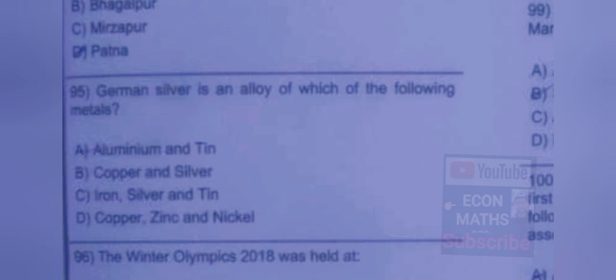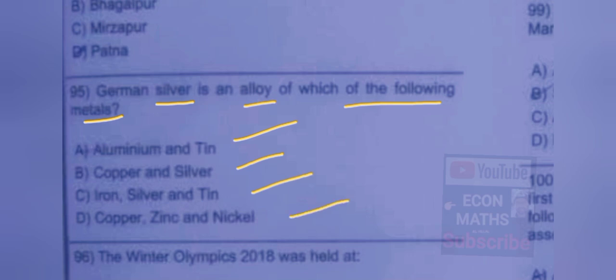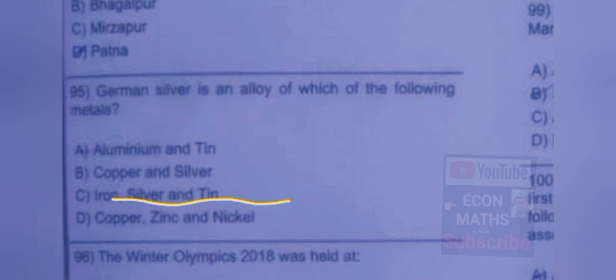Next question is, German silver is an alloy of which of the following metals? The options are aluminum and tin, copper and silver, iron, silver and tin, or copper, zinc, and nickel. The correct option, I guess, is the last one, that is copper, zinc, and nickel.